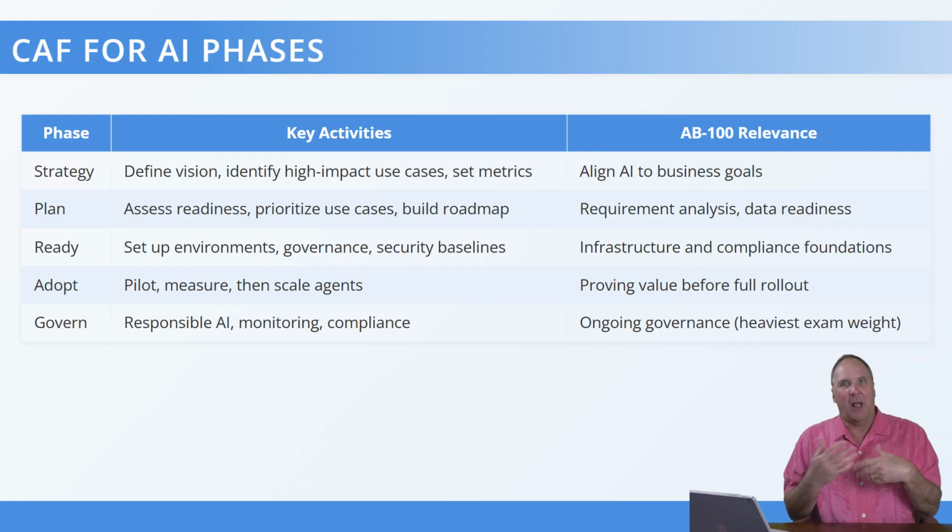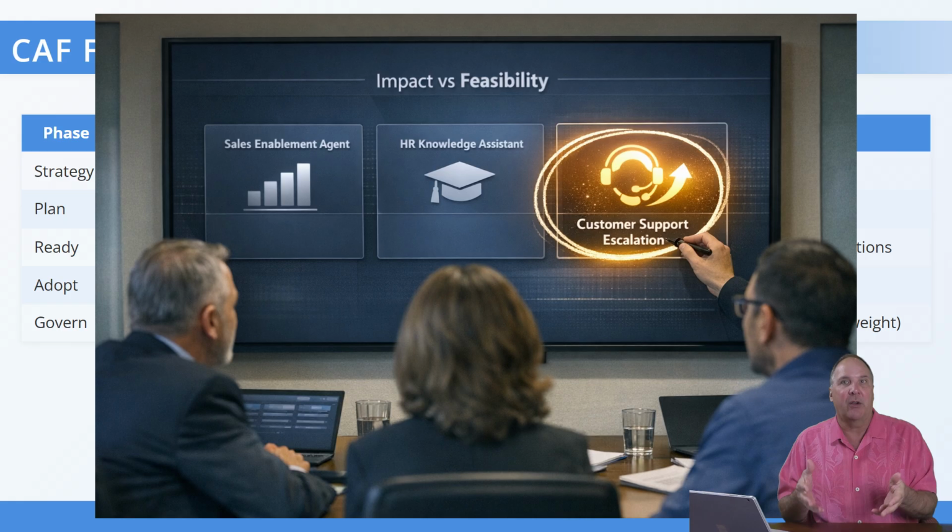Here's where a lot of organizations go wrong. They think of CAF as a linear process. Do strategy and then move on to plan. Well, that's not how it works. All 5 phases are ongoing with some activities in parallel. Let me give you a concrete example.